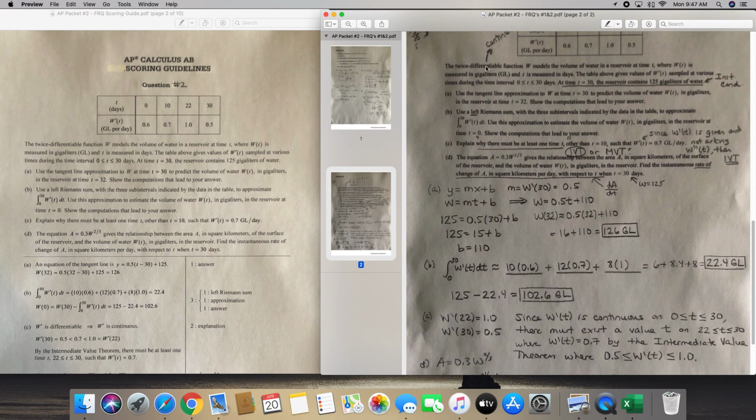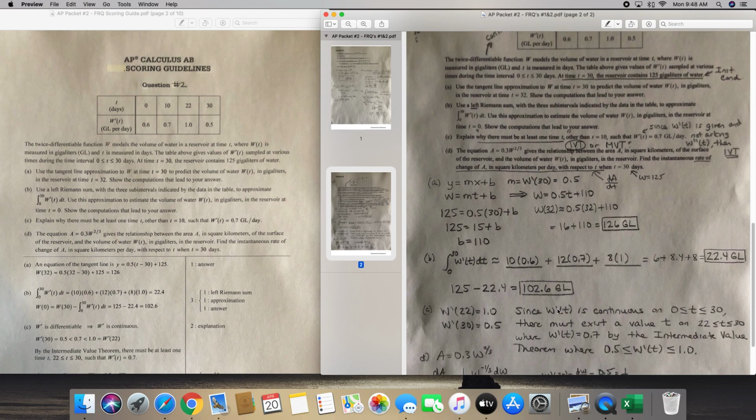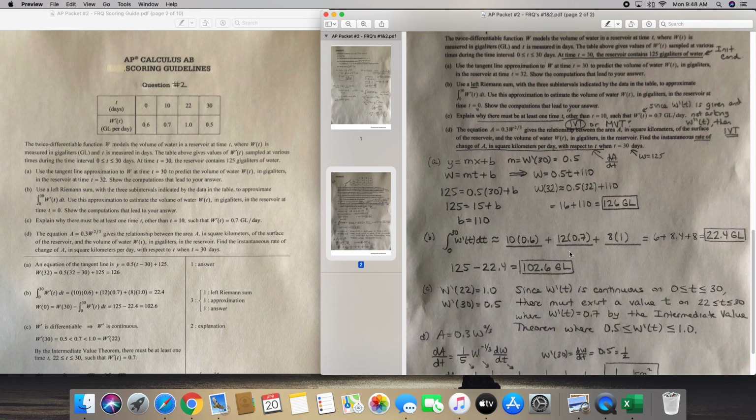So remember, with the intermediate value theorem, we have to know that the function is continuous. I know the function is continuous because it's stated earlier on that we know that it's twice differentiable. So that must mean that if it's automatically differentiable, then it's got to be continuous. So what I wrote here is that since w prime of t is continuous on the interval from 0 to 30, then there must exist a value of t between 22 and 30, where w prime of t is equal to 0.7 by the intermediate value theorem, where 0.5 is less than or equal to the w prime of t value we're looking for, which is less than or equal to 1. So notice that this value is truly intermediate of these two numbers. All right, that takes care of C.